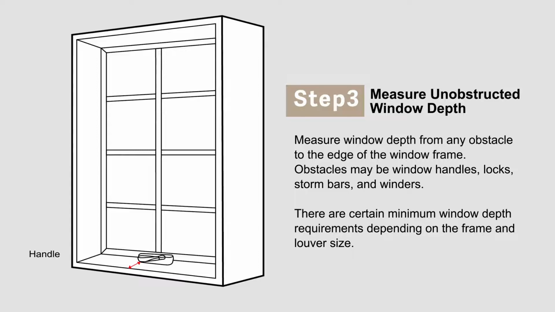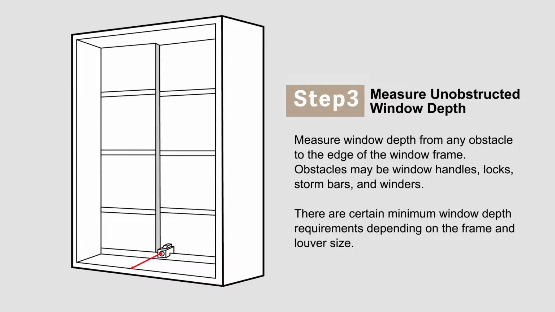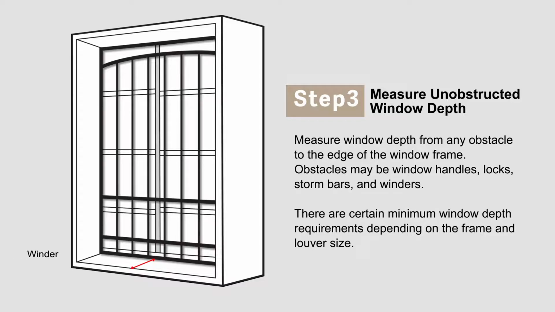Step 3. Measure unobstructed window depth. Measure window depth from any obstacle to the edge of the window frame. Obstacles may be window handles, locks, storm bars, and windows.